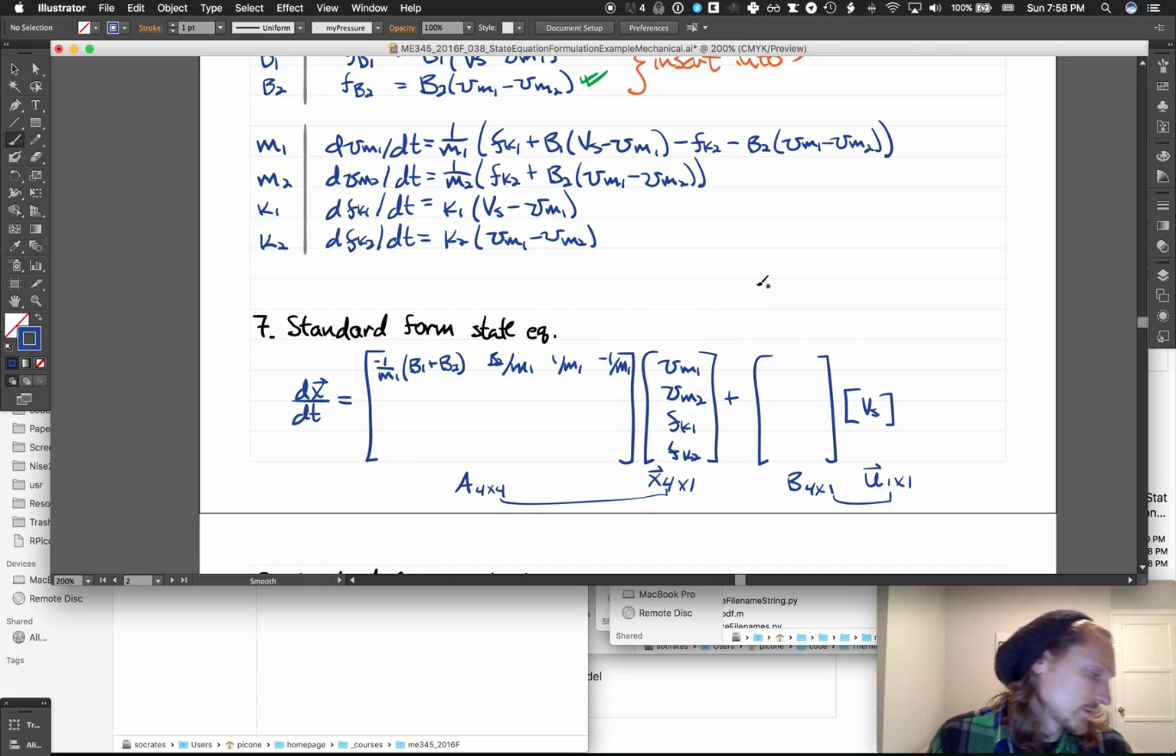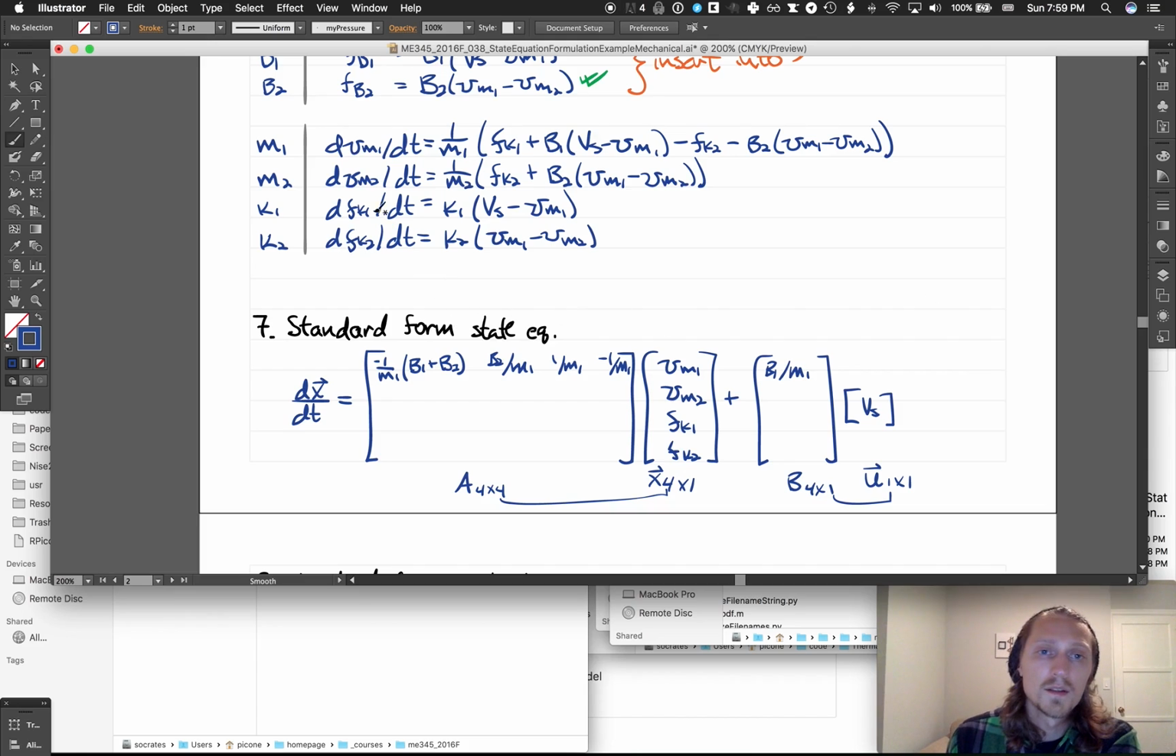Okay? We have one more thing to do in this first equation, though, to write it into this standard form. That is, we have a vs term. And the way that vs enters into this equation is described by the B matrix. And the B matrix here, we only need to pick one element for this equation, and that is whatever the coefficient of vs is. In this case, it's b1 over m1. Okay?